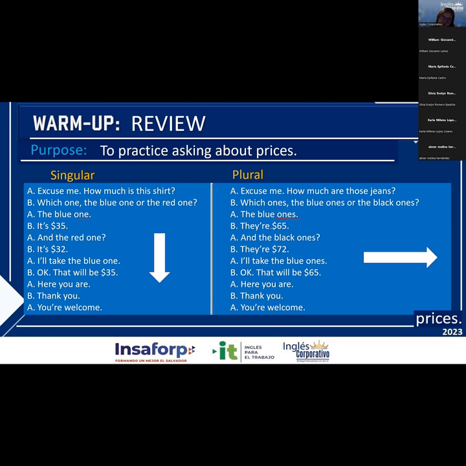Excuse me, how much are those jeans? Which ones? The blue ones or the black ones? The blue ones. They are $65. And the black ones? They are $72. I'll take the blue ones. Okay, that will be $65.